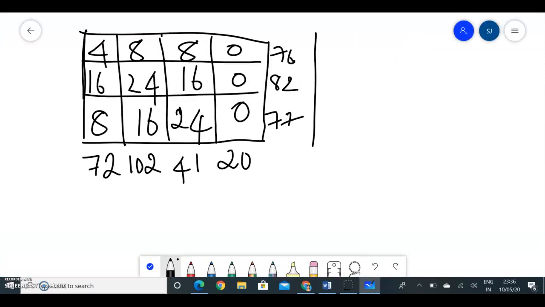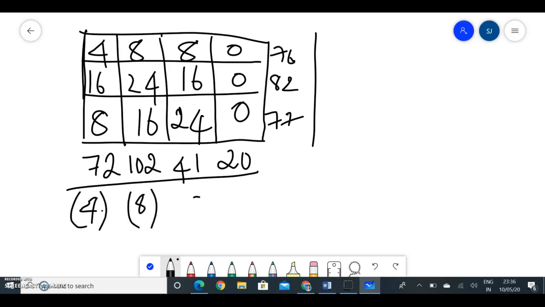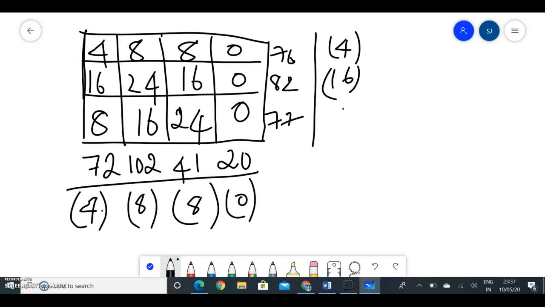So the penalties we wrote, what are the penalties? We have to write them here. 4, we write it in brackets, that is a penalty. 8 is one penalty, and here 8 is another penalty. 0 is a penalty here, and here what is happening is 0 minus 4, 4 minus 0, 16 minus 0, and 0 minus 8, 8. So the highest penalty here is 16.